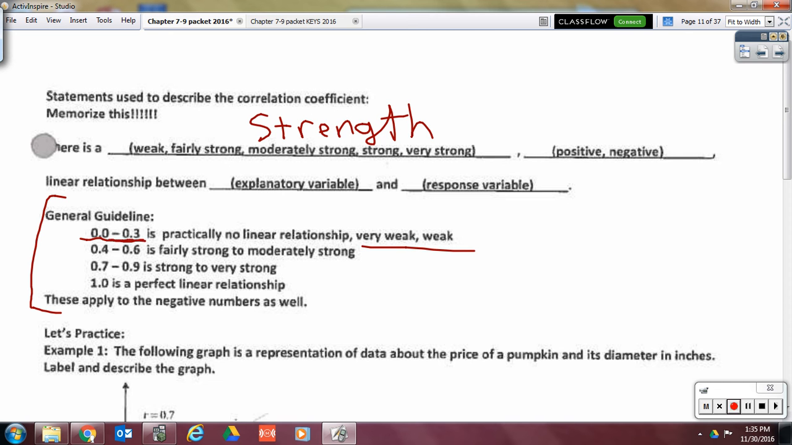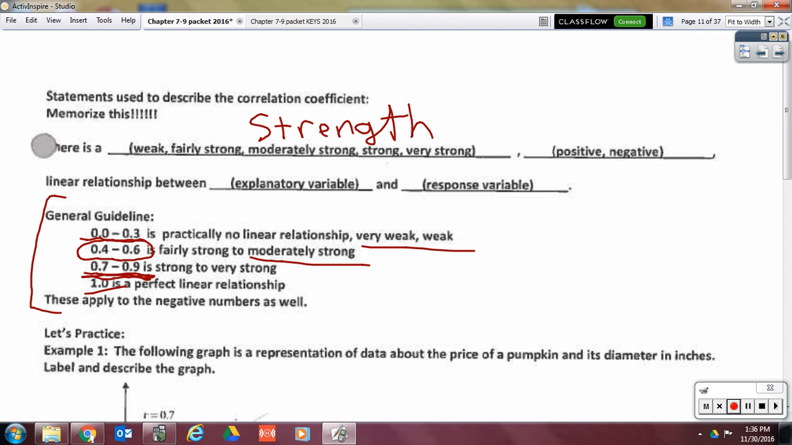Look, 0.4 to 0.6, aren't those numbers in the middle? They center around 0.5, so that's moderate. So 0.4s to 0.6s would be moderately strong, in the middle. 0.7s to 0.9s, we're getting close to 1, so we are now getting a stronger linear relationship. I would use the terms strong and very strong for 0.7 to 0.9. And of course, if it's a 1, which never happens in real life, it is a perfect linear relationship.